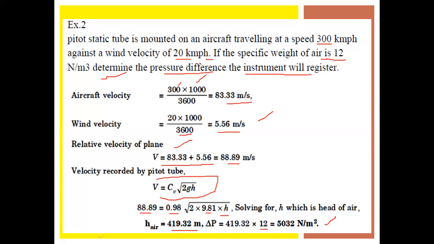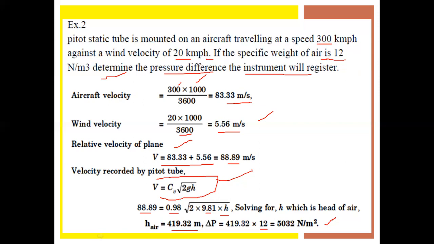So in the Pitot tube, the simple formula you have to keep in mind is V is equal to Cv into root 2gh. Okay. So like this, you have to do the problems in this Pitot tube. So with this, we'll complete this flow measuring devices.